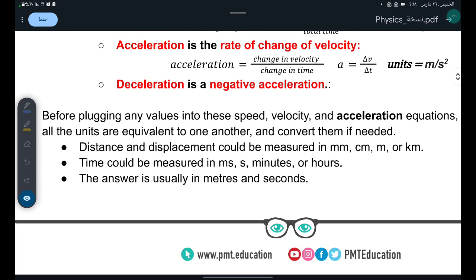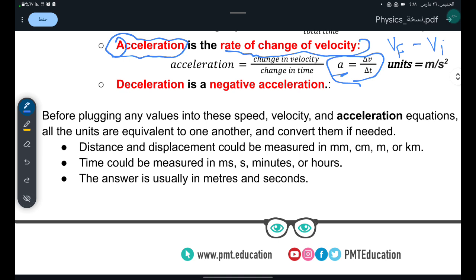We have a negative side of acceleration called deceleration. This happens when speed is decreasing by the time.